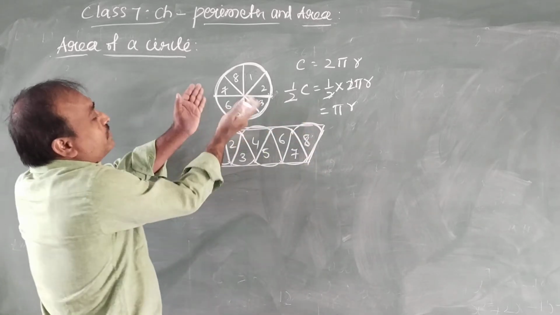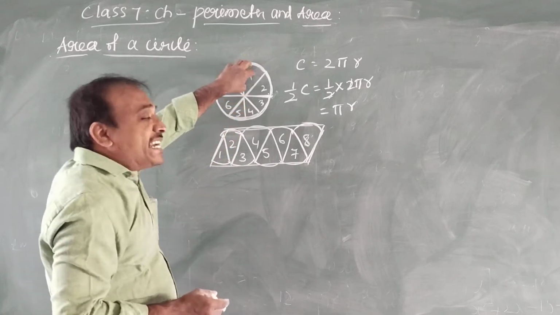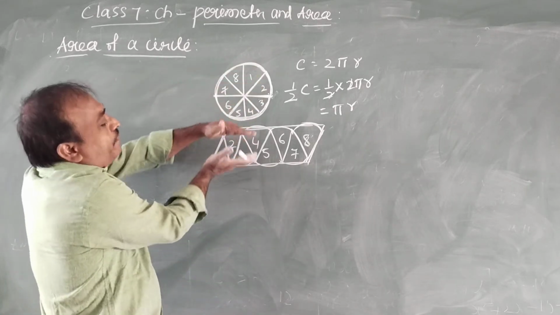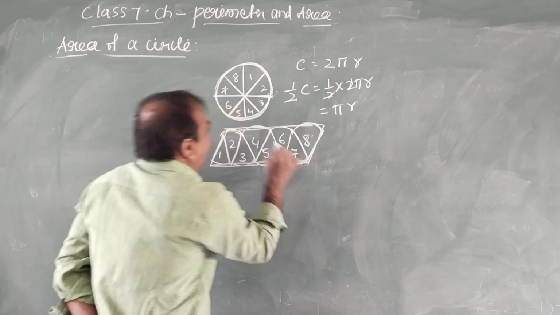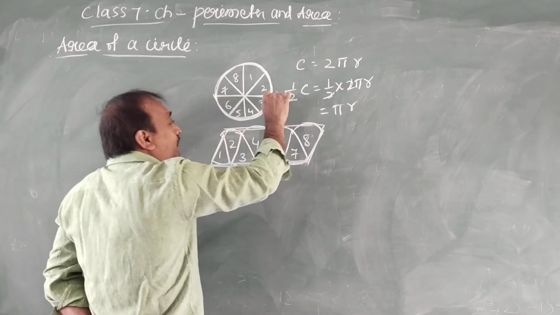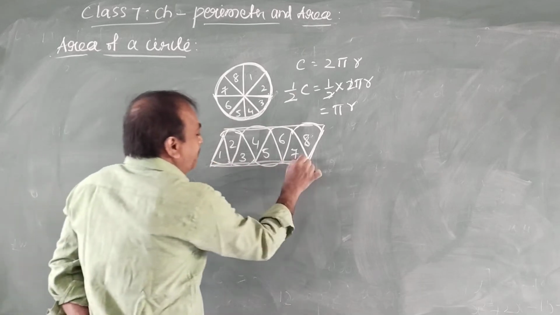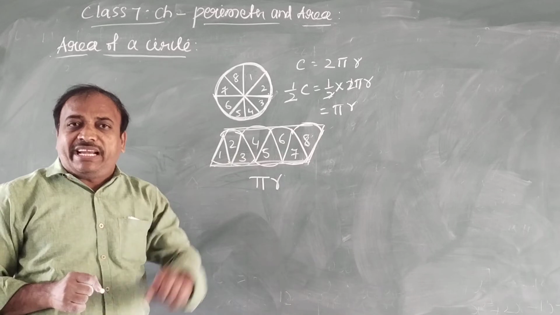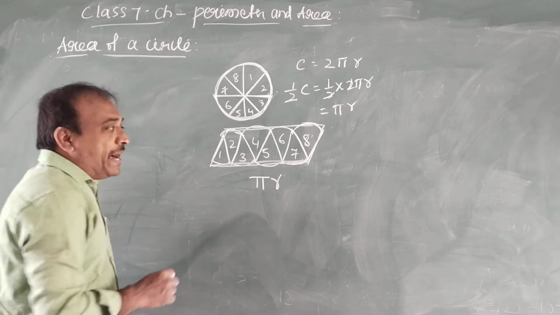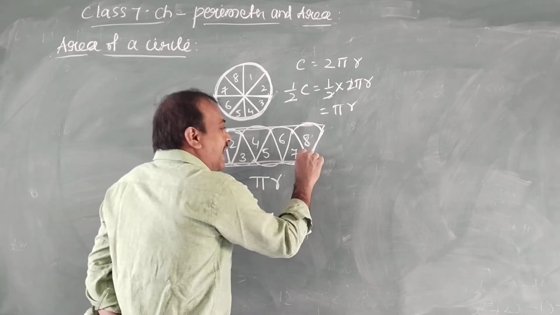So circumference, when you are pasting these sectors into half upper part and half lower part, this length is nothing but the circumference of this half of the circle. So this length became pi r. And which shape are we getting? Yes, exactly, that is a parallelogram. And you see the height.